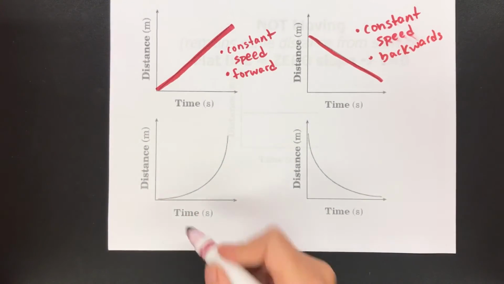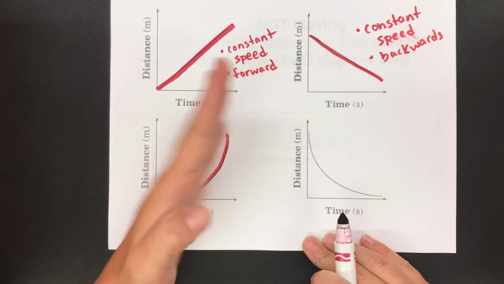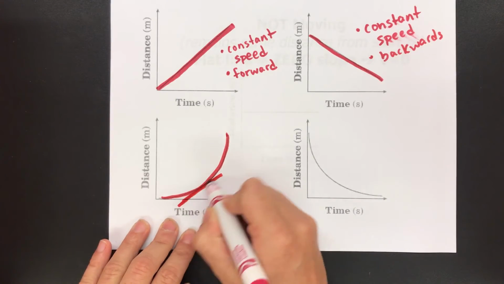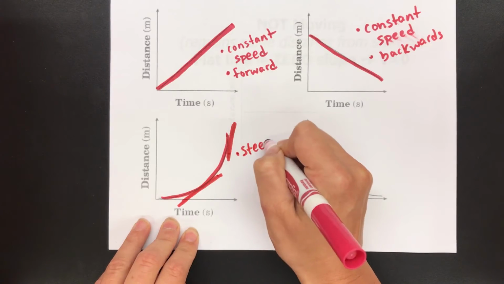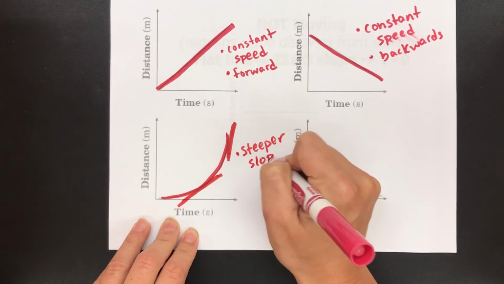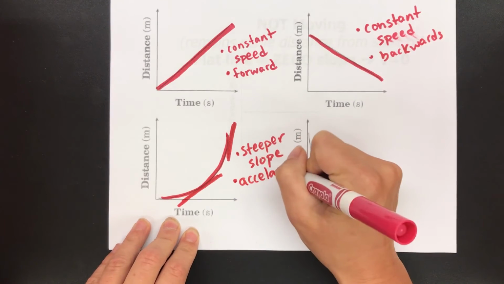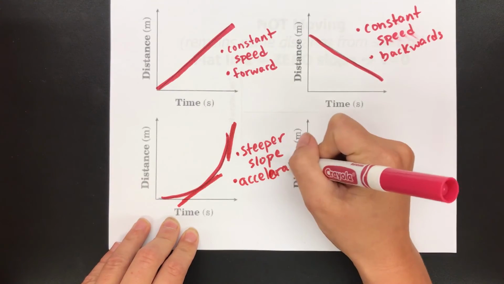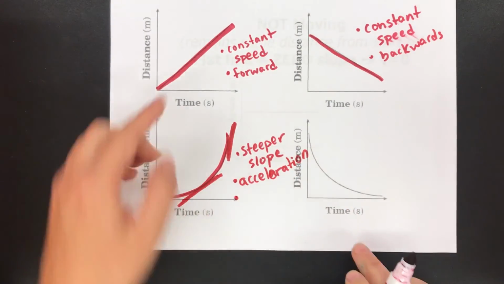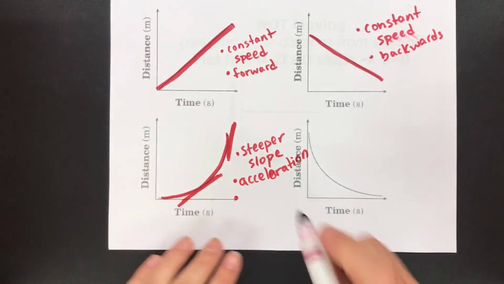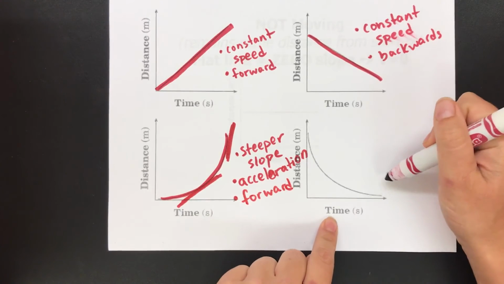So now let's talk about these two. We've got a curve going on here. As you're going here, the slope is getting steeper. If you draw the slope here versus the slope there, that slope is getting steeper. What that also tells you is that there is acceleration. Oh, I can't spell today. Sorry. Acceleration going on. And just like these, since it's going up, it is moving forward.